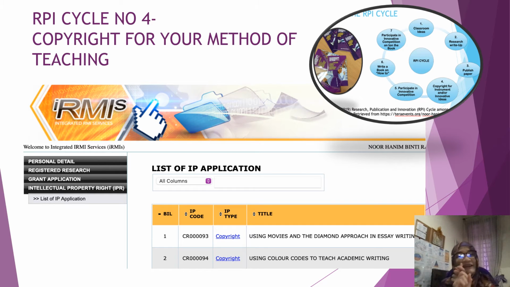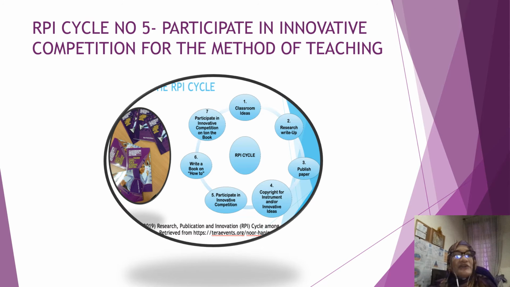Number 1 is the classroom idea, 2 is the research write-up, 3 is the publishing of the paper, 4 is applying for the IP, intellectual property of the particular method of teaching. See, is this one way? Is this one classroom idea? Okay. Then number 5, you participate in innovative competition for the method of teaching.